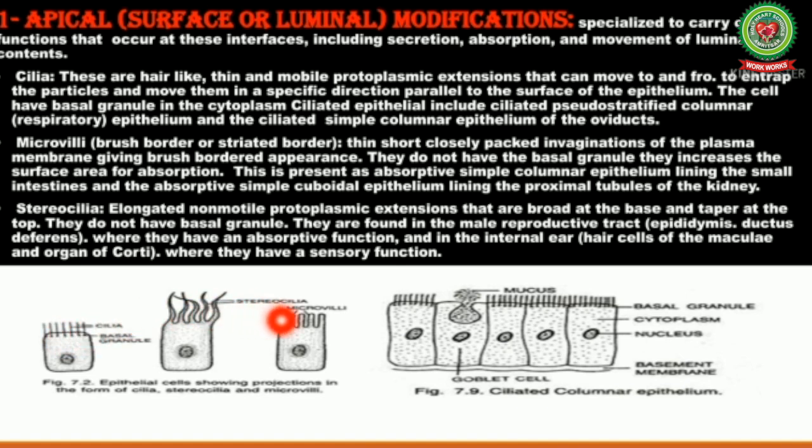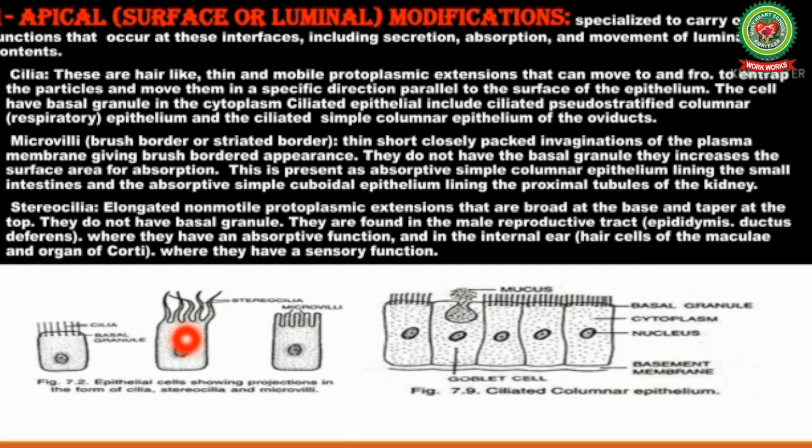Then is microvilli. These are short, thin, closely packed invaginations of the plasma membrane giving brush-bordered appearance. They do not have the basal granule. They increase the surface area for absorption. This is present as absorptive simple columnar epithelium lining the small intestines and absorptive simple cuboidal epithelium lining the proximal tubule of the kidney. Then is stereocilia.